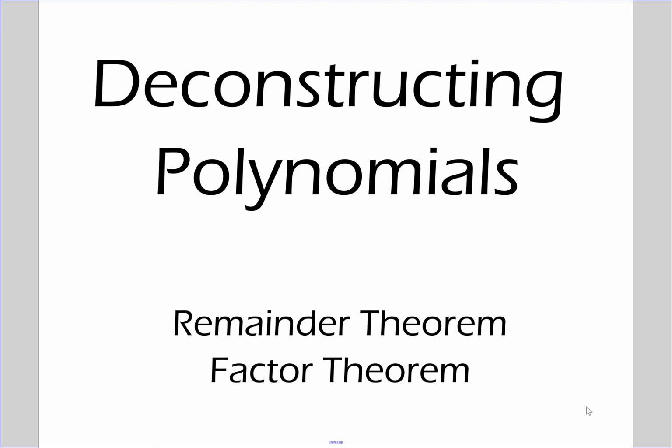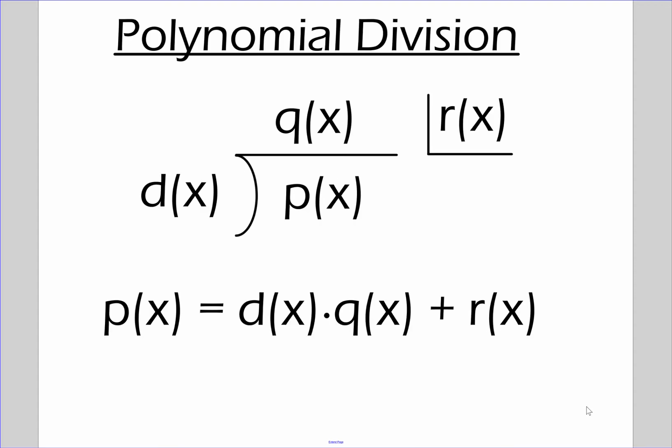Hey everybody, we're here talking about deconstructing polynomials, and we're going to focus on using the remainder theorem and the factor theorem. So if we start with the idea of polynomial division, we take a polynomial just like a number, we divide it by something, a divisor, and we get a quotient, and possibly some remainder left over.